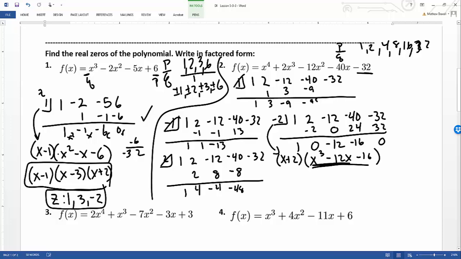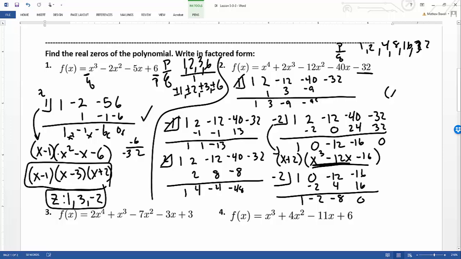Now I can break this down further. I'm going to try negative 2 again, because what if there's multiplicity? What if there's a factor of negative 2 in there again? I won't know, so let's write it out. Remember, there's no x squared, so 0. Add straight down, multiply, add, multiply. So that worked.